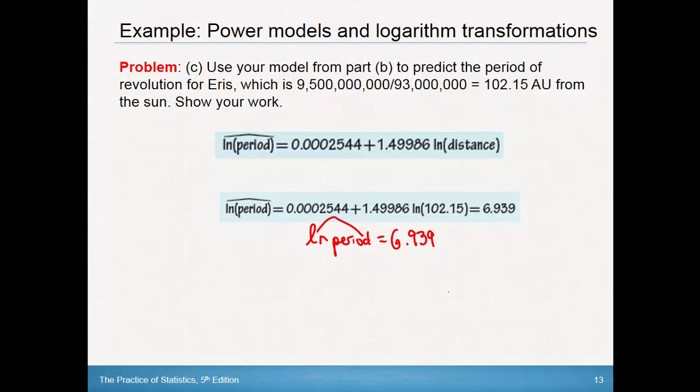So that's the same as saying log base e of the period equals 6.939. And if you remember, we can change the base e to this number equals the period. So the period hat equals e to the 6.939, which is approximately 1,032 years.